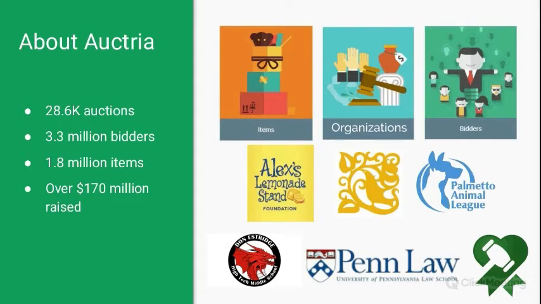way. So our founder brilliantly developed Auctria from the ground up, taking into account the entire auction process from the very first donation to the very last receipt and all the bidding in between. For some background, since its inception, Auctria has been used to run auction fundraisers for 28.6 thousand auctions. 3.3 million bidders have flowed through, 1.8 million items, and over $170 million raised.